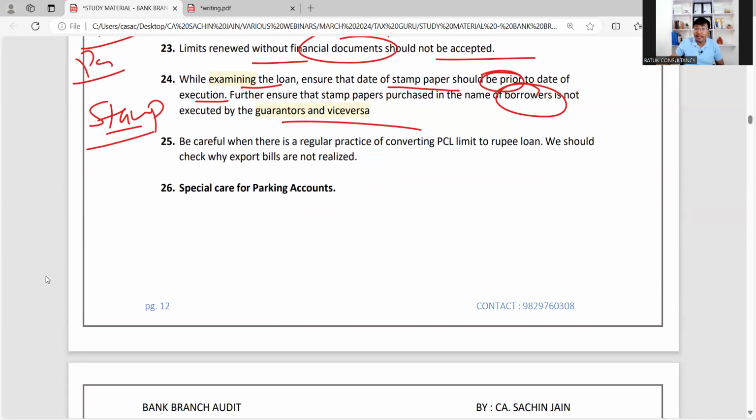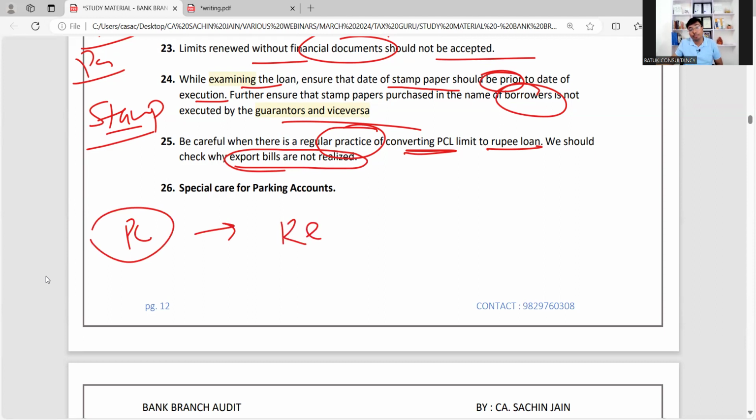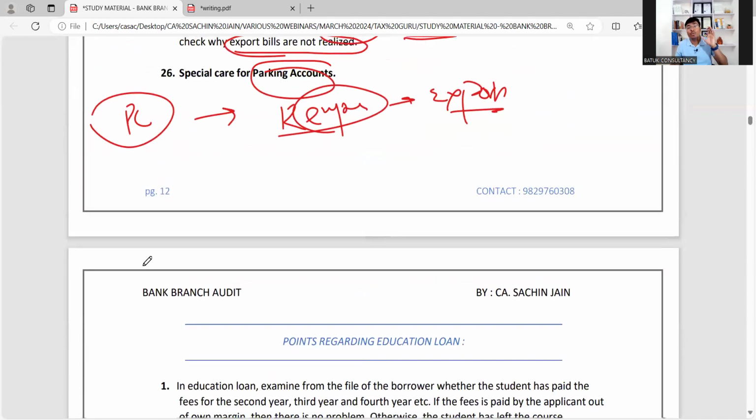Be careful when there is a regular practice of converting any packing credit limit to a rupee loan. We should check why export bills are not realized. Many times they convert the PC to a regular rupee loan. In that case, we need to check why no export bill is available. Special care of parking accounts, this is a specific segment which is relevant.